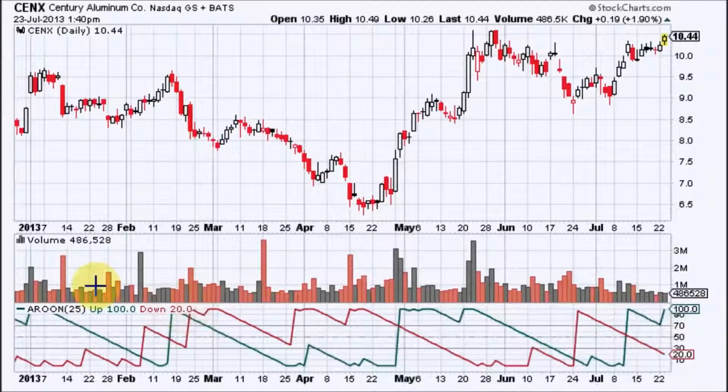Now let's take a look at another chart of CENX that has some really good signals on it. Okay, starting right here, this was the top. So you would expect Aroon Down to be at a high, which it is. The strength of this downtrend was very strong.